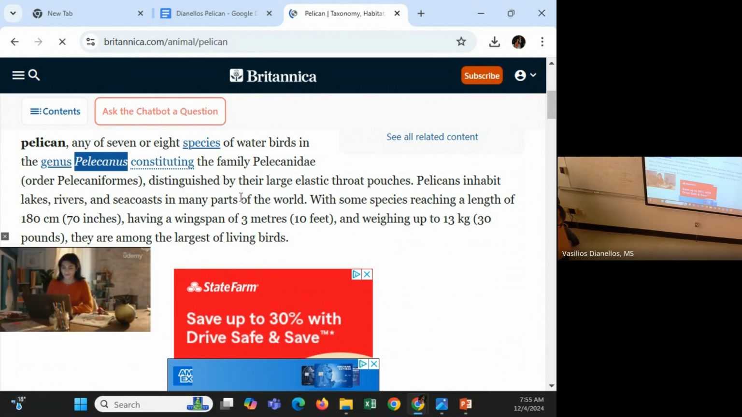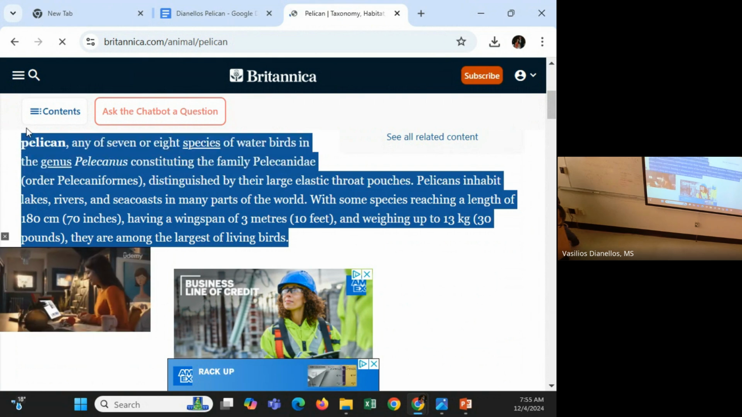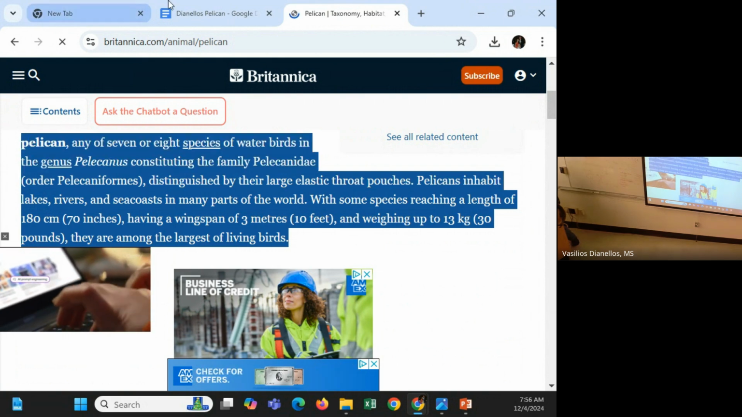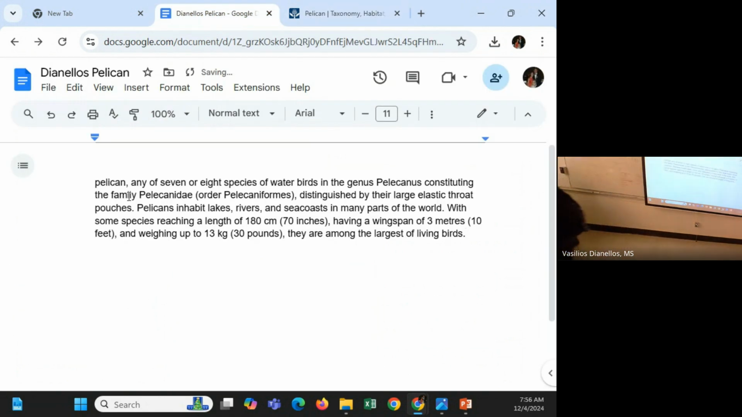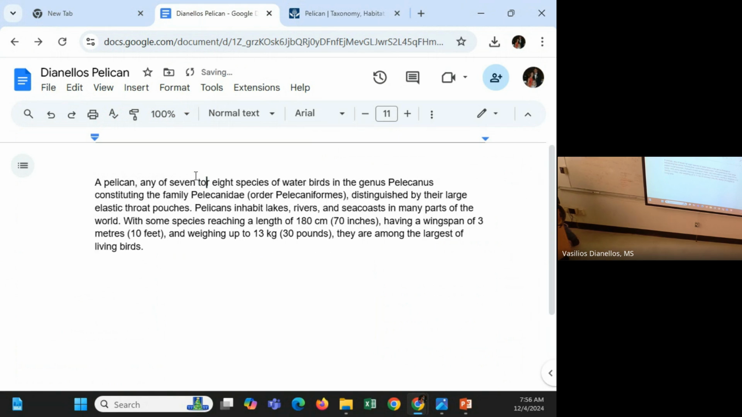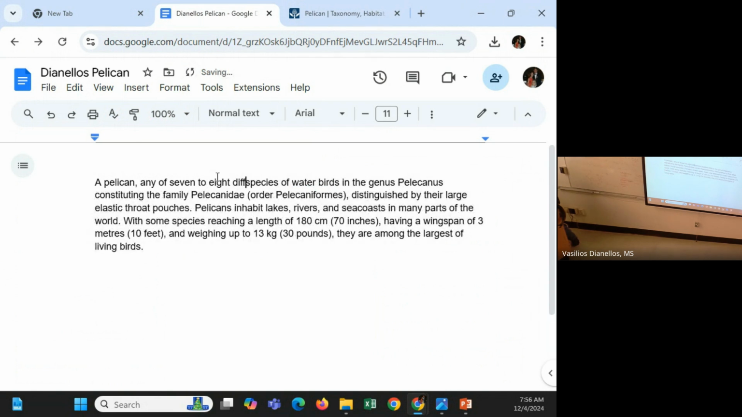Maybe I guess I could show you since we still have 5 minutes. But what I'm saying is what you don't want to do, and a lot of people I've seen have been doing this. Let me show you a version of what I think people are doing. You don't want to take your information and copy it and paste it and then just change the words. Like, okay, I'm gonna say a pelican, any of 7 to 8 different species, right? You can't do that. That's basically copying.